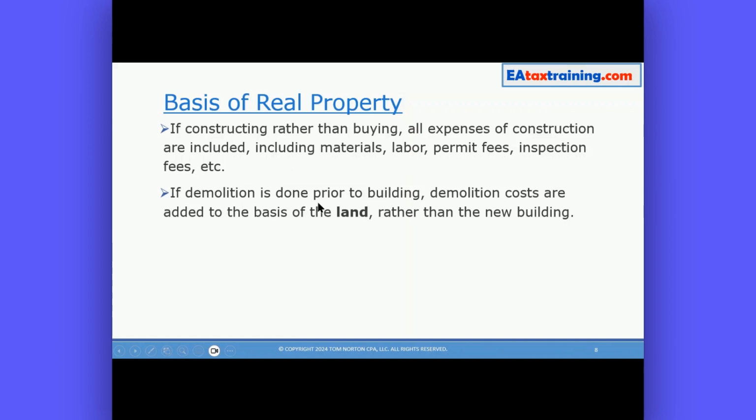If demolition is done prior to building whatever you're building, the demolition costs are added to the basis of the land rather than the new building. And that is important because, as we'll see, land is not depreciable. So we would rather the demolition costs be included in the basis of the building, because the building we're going to be able to at least depreciate and expense over time. Whereas since the rule is that they are included in the basis of the land, we are not going to be able to deduct those costs, at least not until we sell the land.